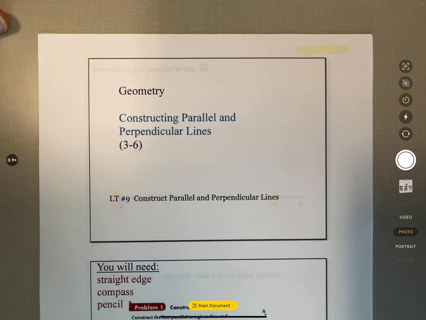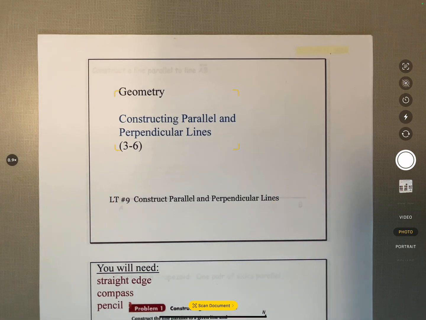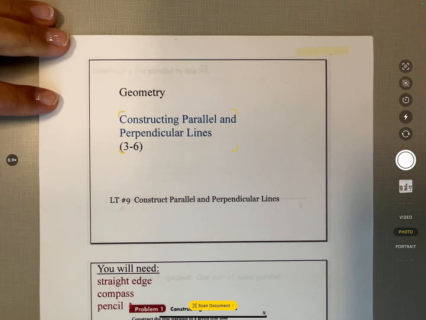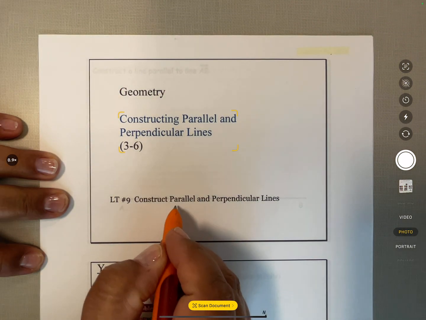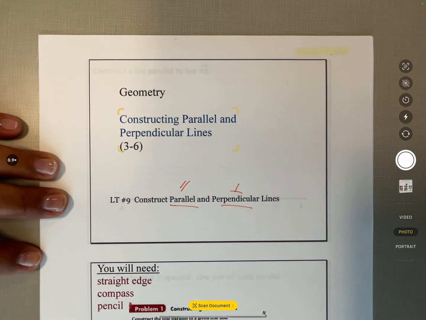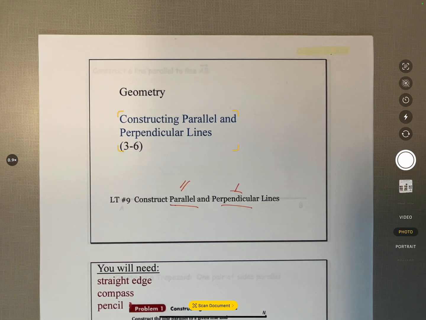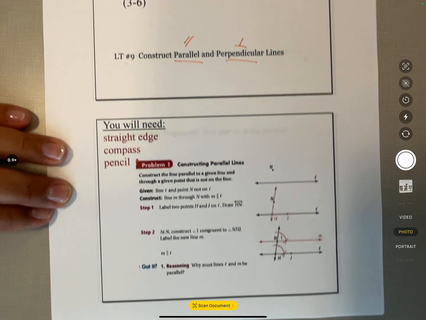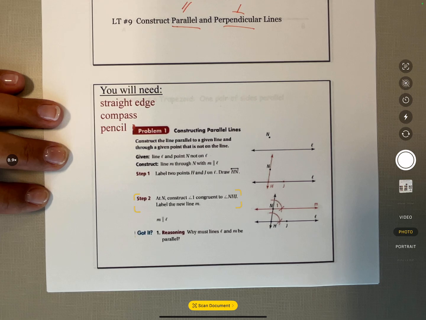Hello. This movie is how to construct parallel and perpendicular lines. And so that's what we're going to do. We're going to do 3 different constructions in this movie. This is from your guided notes.